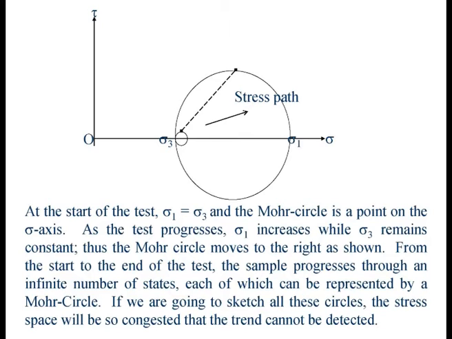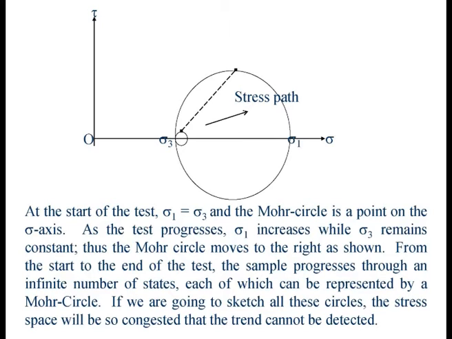So basically, you will start off as a dot, and then as you increase the ram load, the major principal stress will increase, but the minor principal stress will stay the same. And so the major principal stress will move out in this direction, and as it moves out, the Mohr circle gets bigger and bigger and bigger. Correct? While the minor principal stress stays the same. This is a typical course of events in a triaxial test.